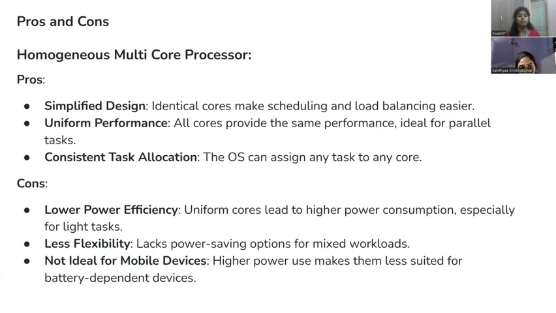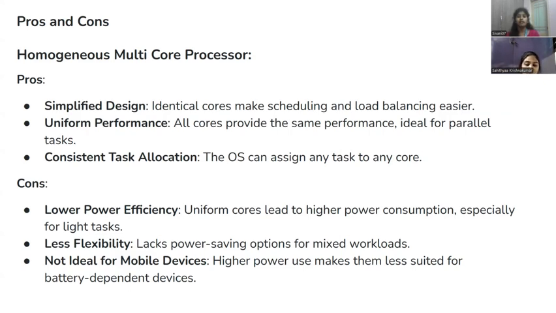intricate decision-making processes. And speaking about the cons, the disadvantages of the homogeneous multi-core processor: low power efficiency. Uniform cores lead to higher power consumption, especially for light tasks. This leads to higher energy consumption, which can be detrimental, especially in environments where power efficiency is crucial. And then less flexibility. It lacks power saving options for mixed workloads. This inflexibility can result in inefficient resource utilization. And then it is not ideal for mobile devices. Higher power usage makes them less suited for battery-dependent devices.